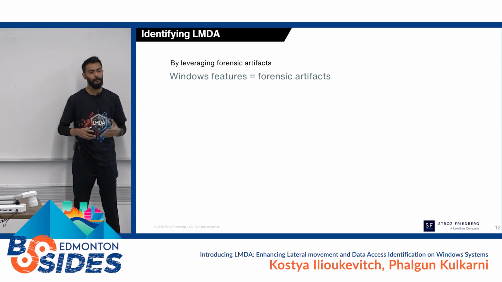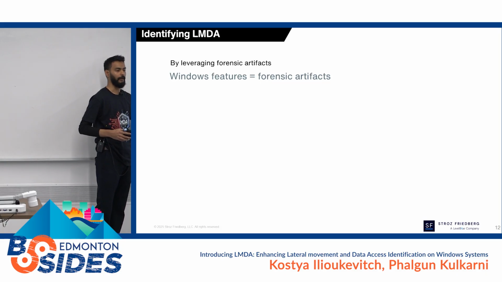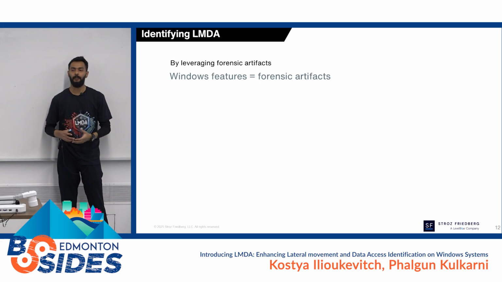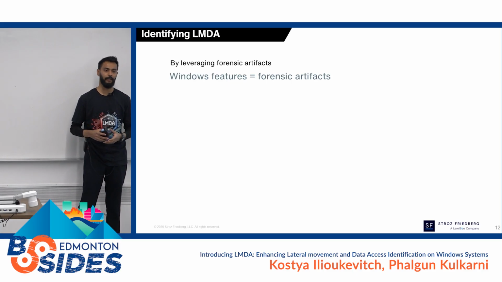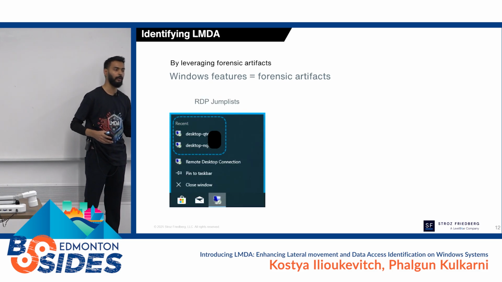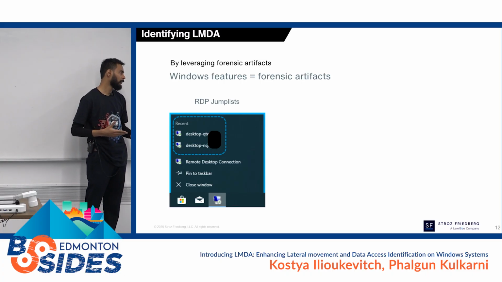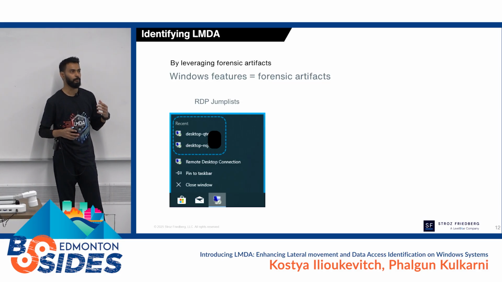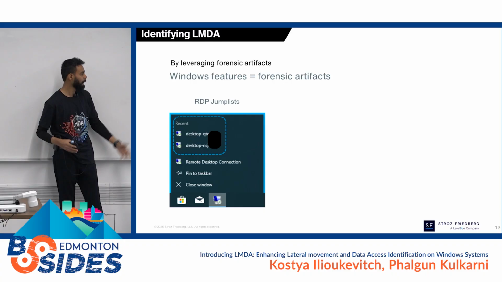Let's take a minute to see how we can actually get that information. So we use forensic artifacts, which are nothing but Windows features presented by Windows to enhance user experience. For example, if you use RDP or Remote Desktop Protocol to remote into certain systems, if you right click on that icon in the toolbar, you can see the commonly or recently accessed systems.